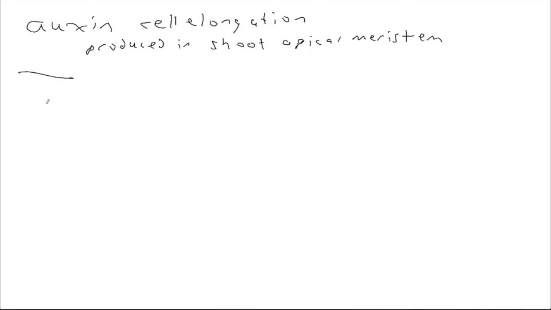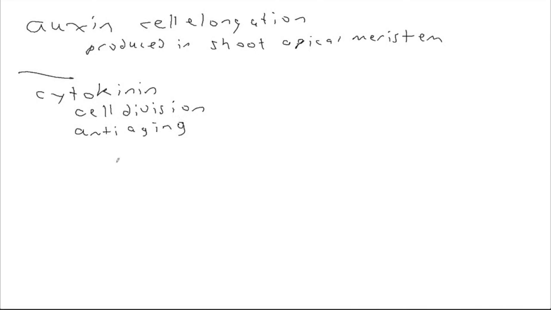Let's name another hormone. Cytokinin. Okay, so what are some of the key functions we talked about for cytokinin? That allows for cell division. And promotes anti-aging. So what would be a commercial use for cytokinin? To keep flowers fresh. Good.